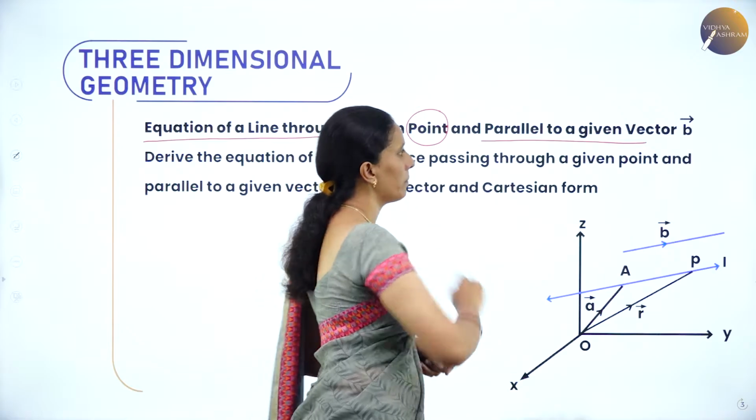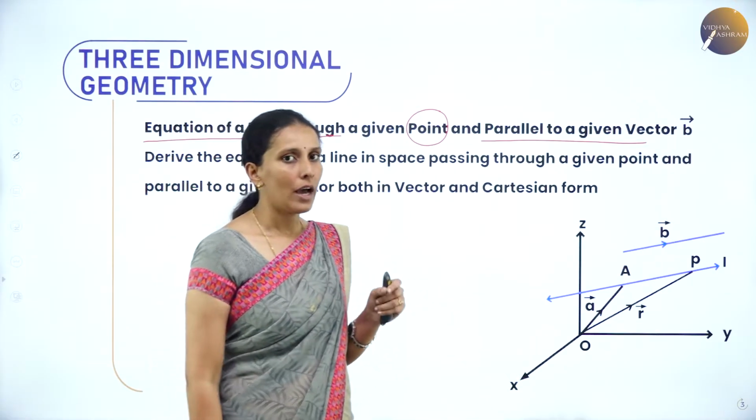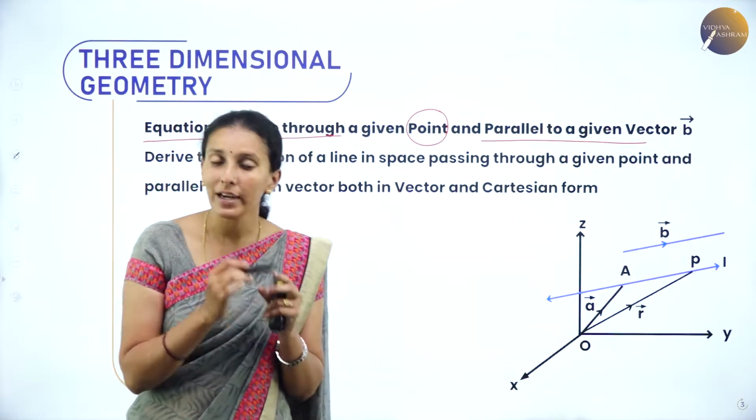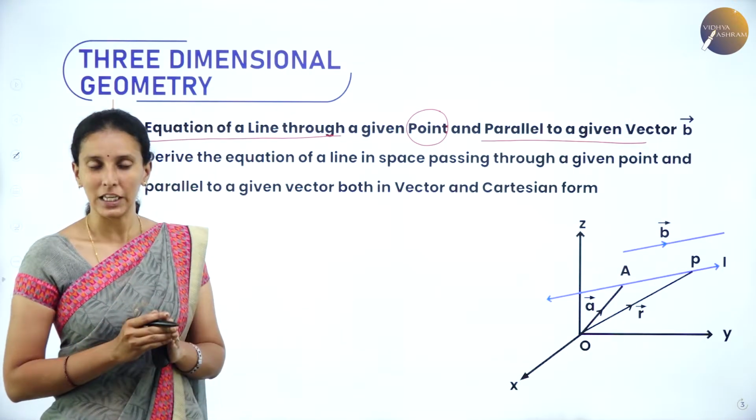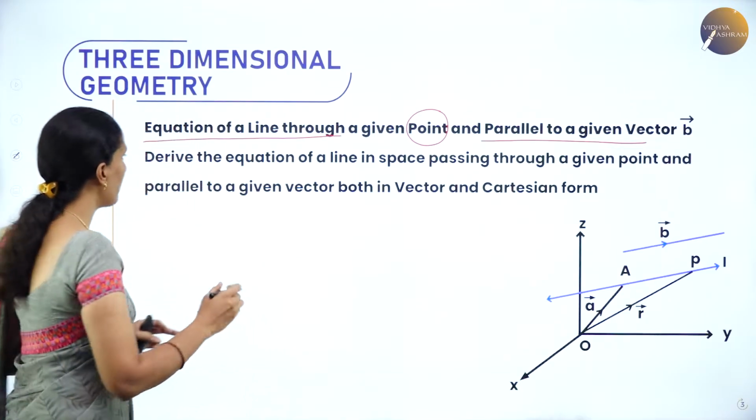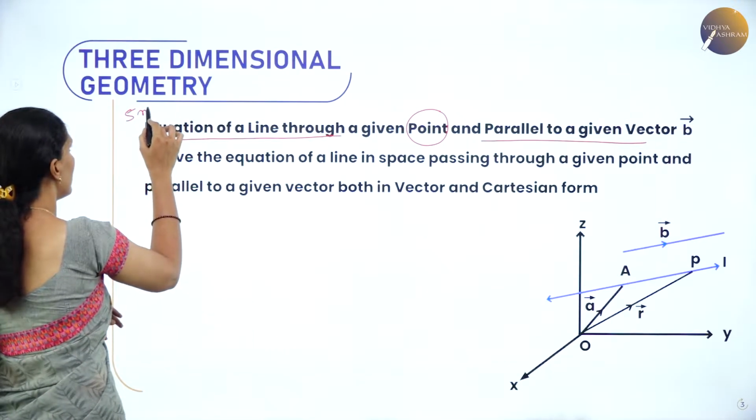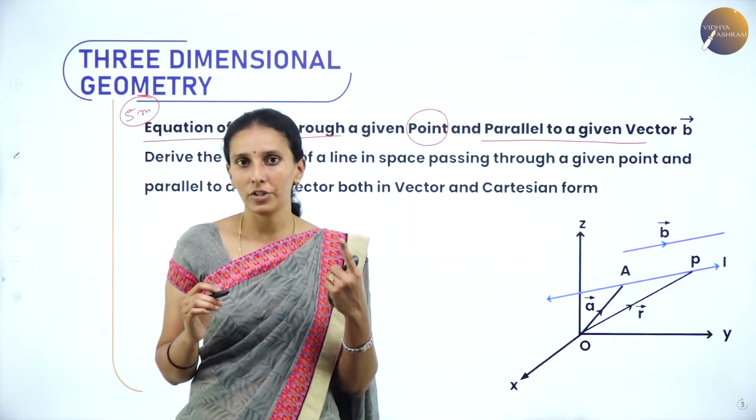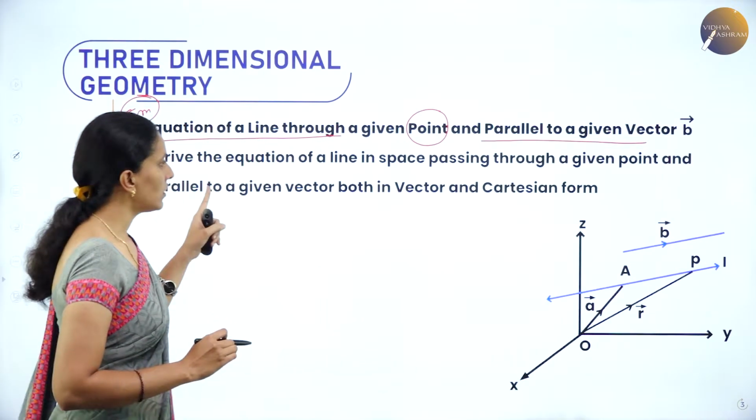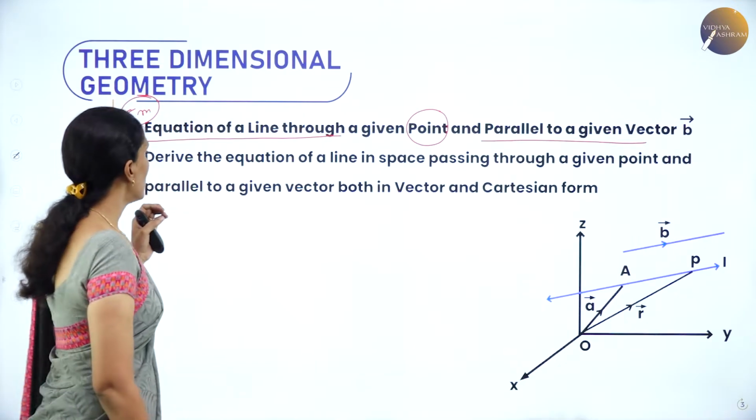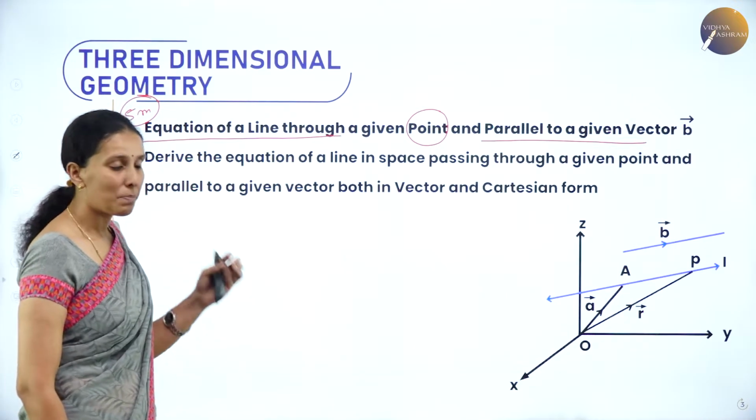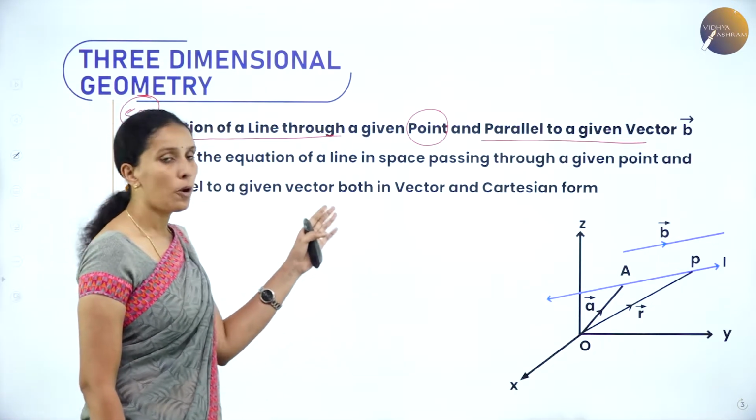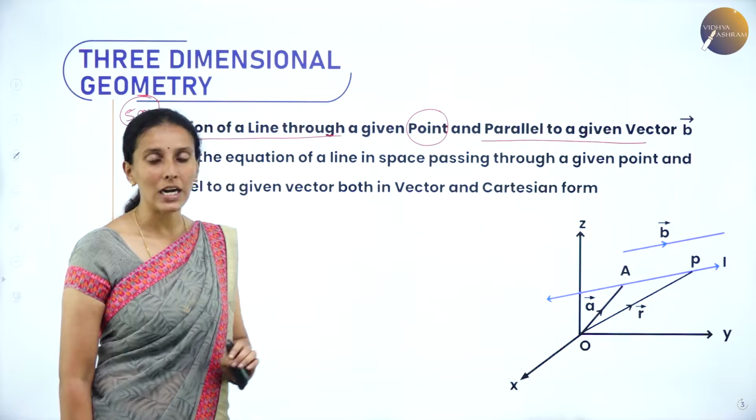So these are two important conditions to know that we are supposed to find the equation of a line passing through a particular point and which is also parallel to the given vector B. So this derivation is very important for 5 marks in your examination. From three-dimensional geometry, you will get one derivation for 5 marks, and one of the derivations is this. So derive the equation of a line in space passing through a given point and parallel to a given vector, both in vector as well as the Cartesian form.